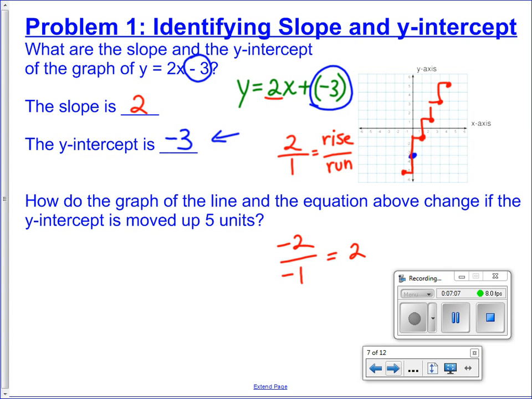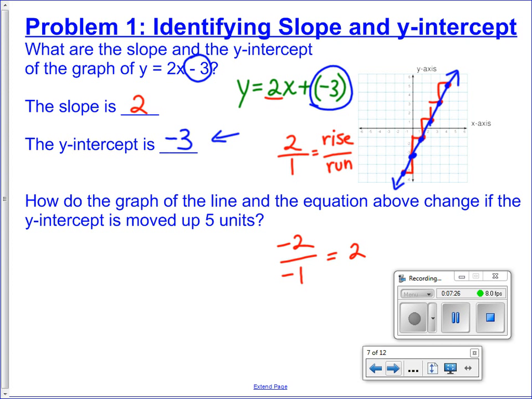And let's draw the line now connecting these points. All right, and that's what our line looks like. And be sure that you add your arrows at each end to show that the pattern does continue.